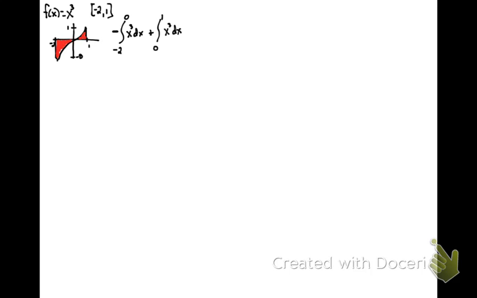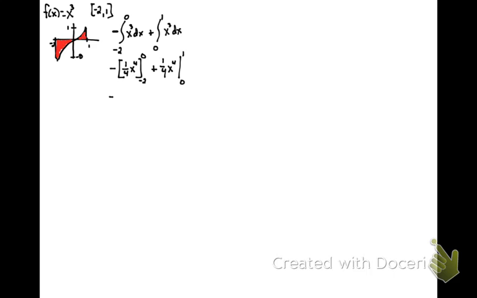And why do I need to do that? Well, because from 0 to 1, the curve is above the x-axis, and that value will be positive. This will give me the total area under the curve on the entire interval. When I integrate x cubed, I get 1/4 x to the 4th on the interval from -2 to 0, plus 1/4 x to the 4th on the interval from 0 to 1.